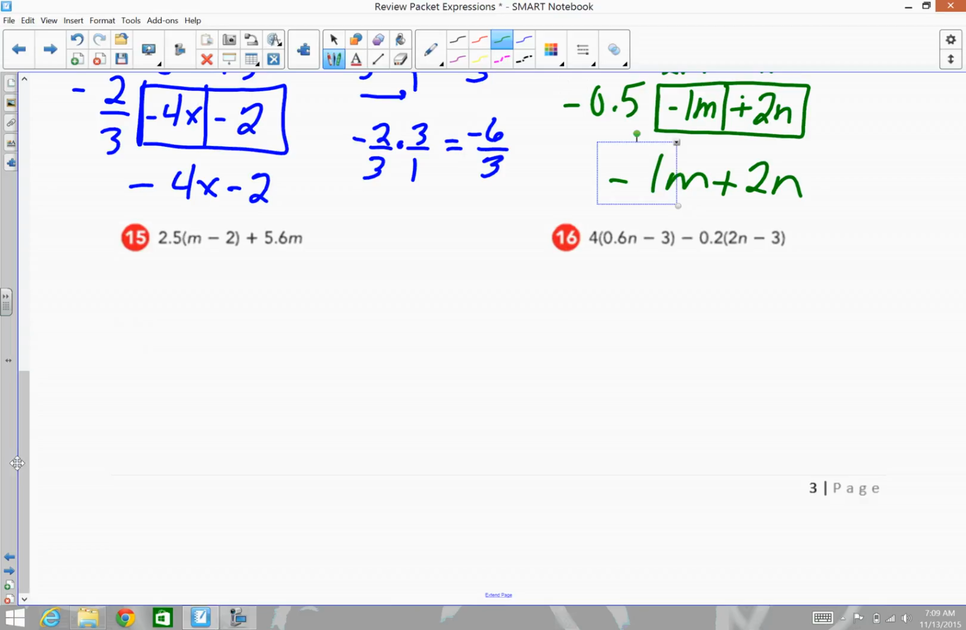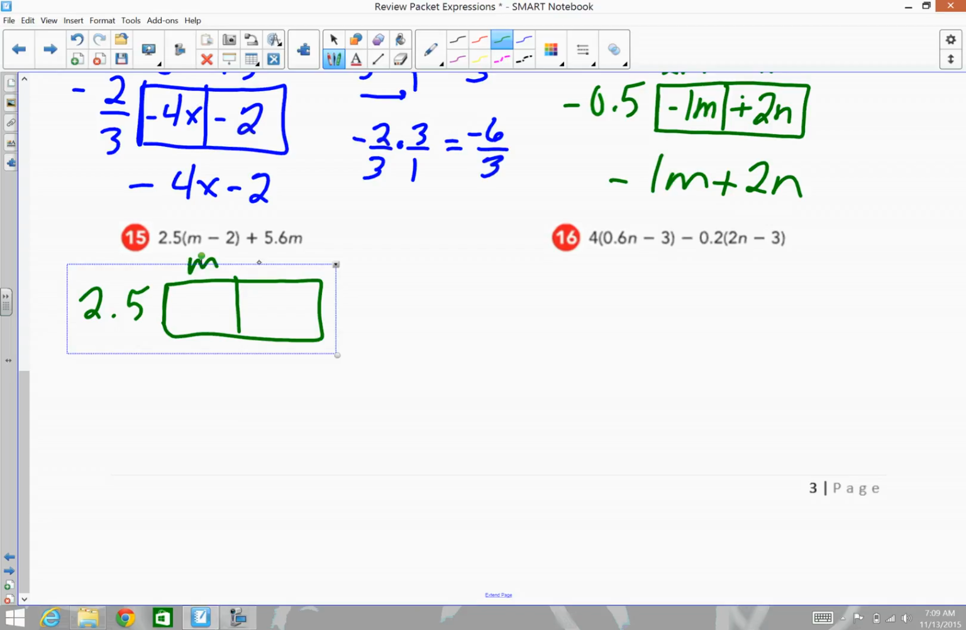Okay, this one's tricky, number 15, because we have to distribute, but then we also have to simplify. Okay, so we'll do our 2.5 on the side of the box, m up top, and negative 2. 2.5 times m is 2.5m. 2.5 times negative 2 is negative 5.